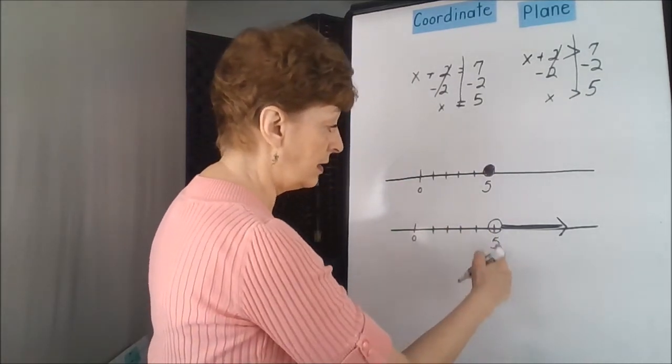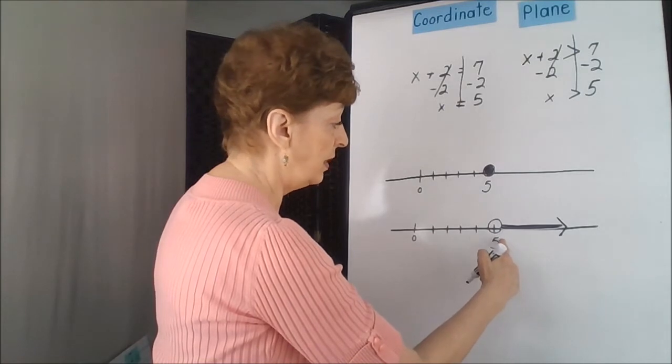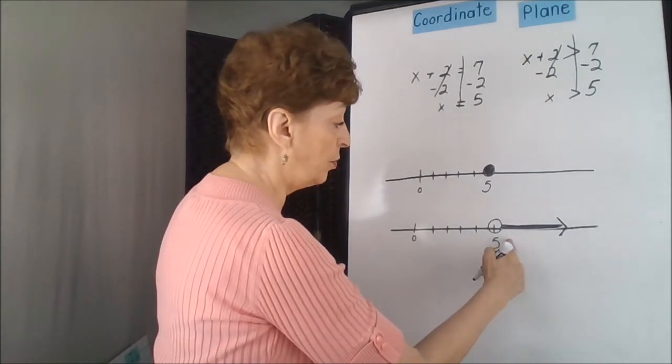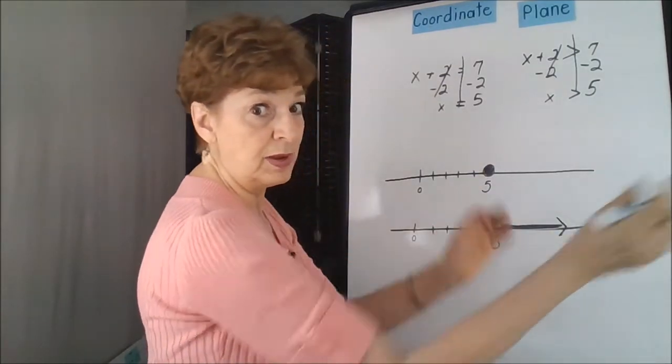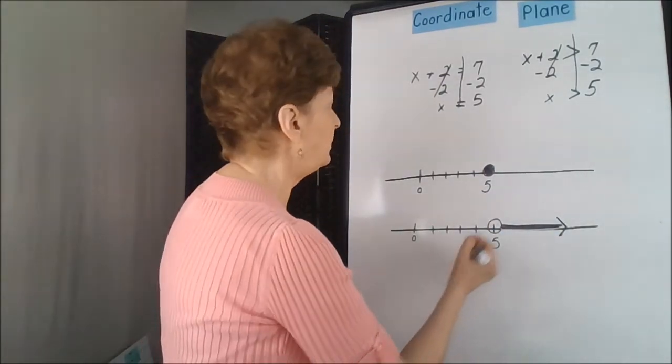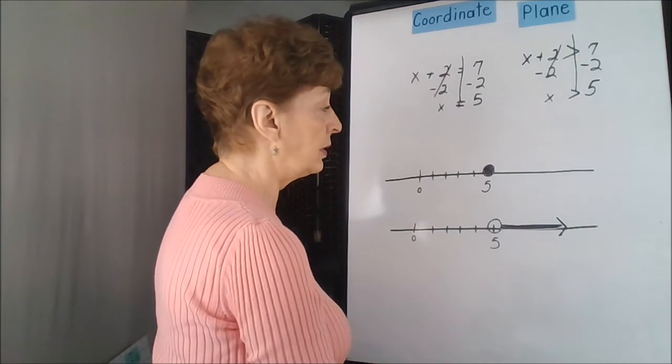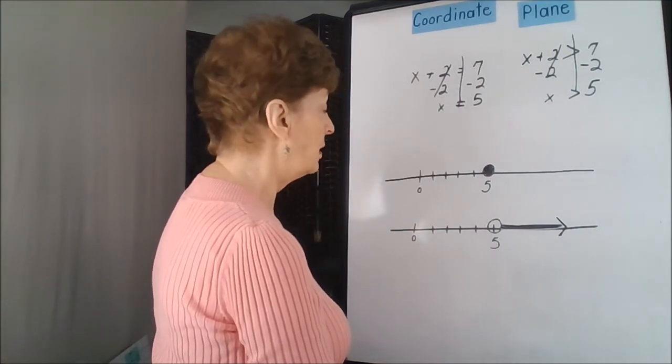5 because I did not color it in. So it could be 5.5, 5.1. It could be 6, 7, 8, 9, all to infinity. That's how you plot an inequality.